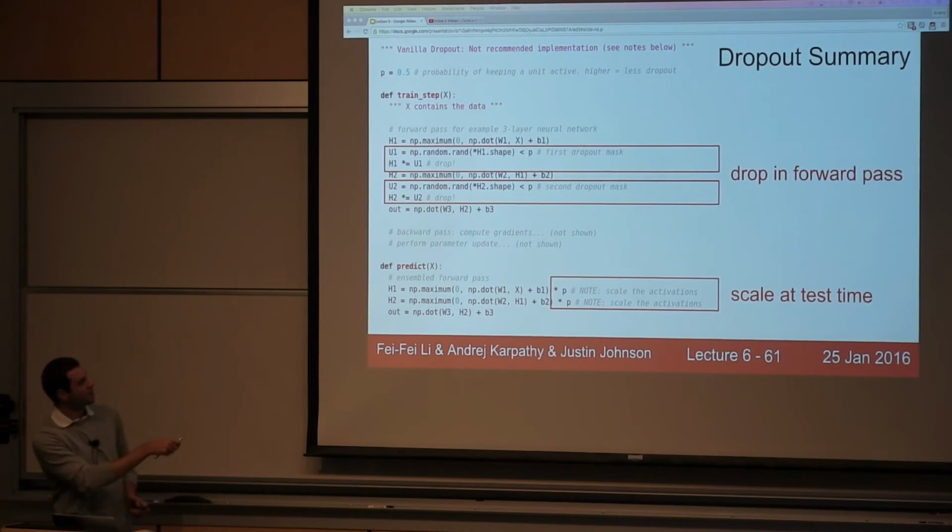So dropout summary: if you want to use dropout, drop your units with a keeping probability of p.